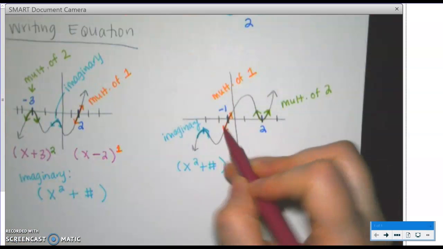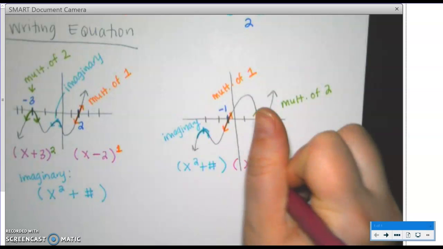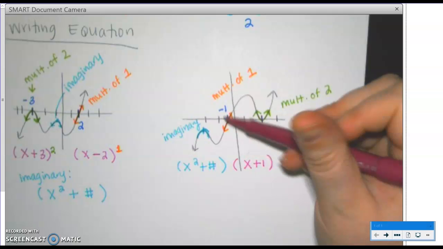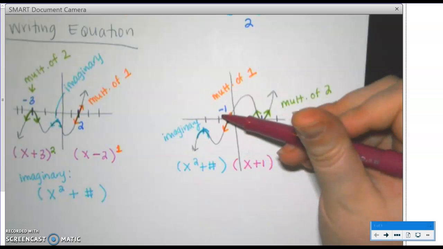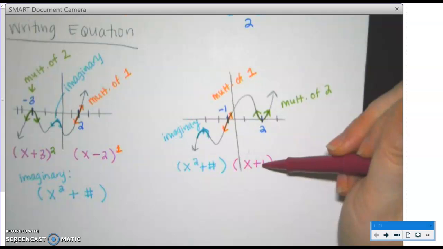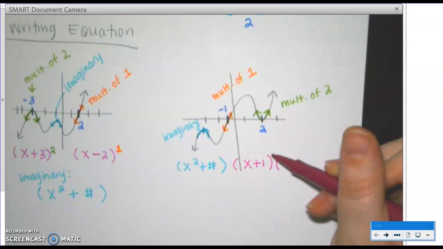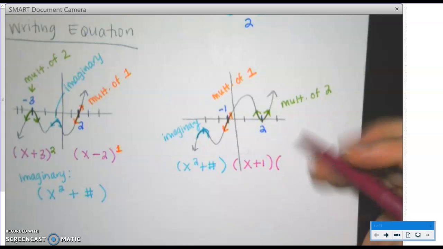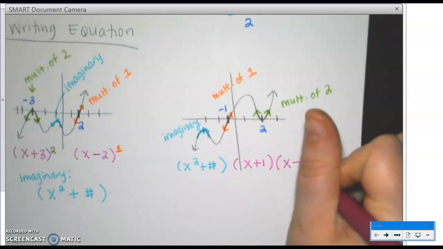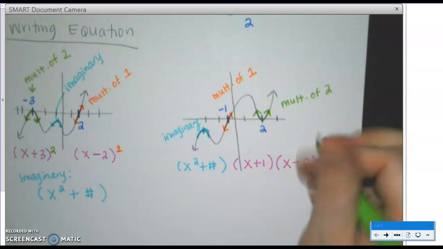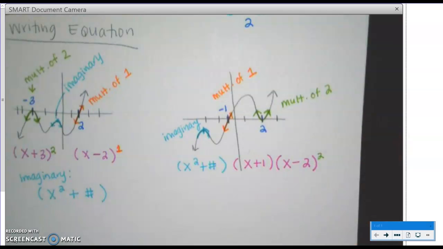My -1 x-intercept needs a factor that's x plus 1, right? They have to zero each other out. So if that's negative, then my factor needs to be positive. And then you could put a 1 there if it makes you feel better, but Delta Math is not going to have the 1 there. All right, so now my +2 needs a factor that's -2. And this does need to have an exponent of 2 there because of the multiplicity.